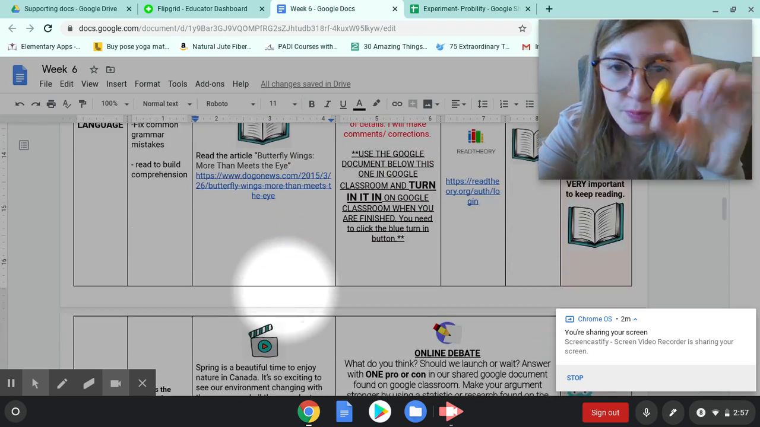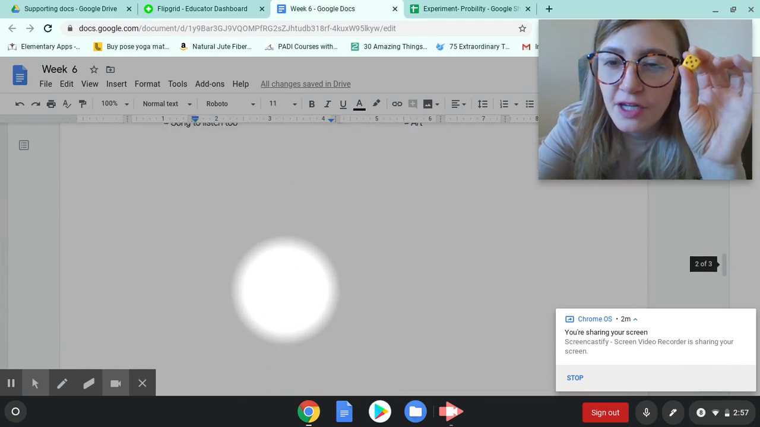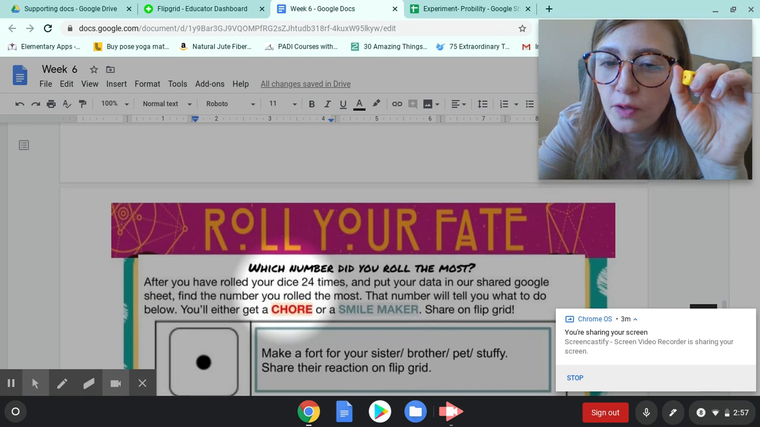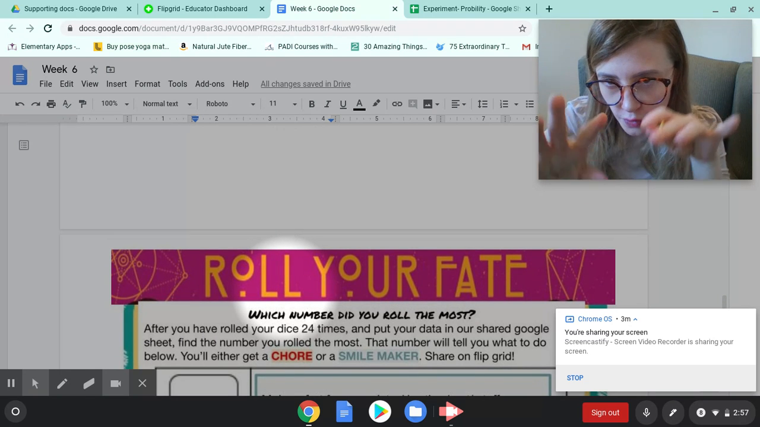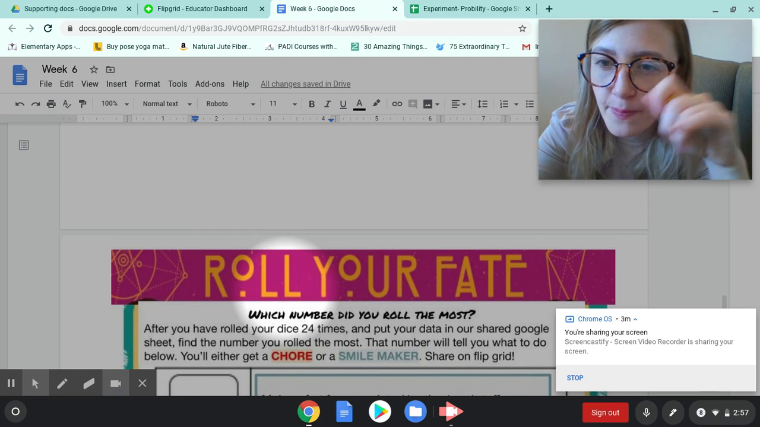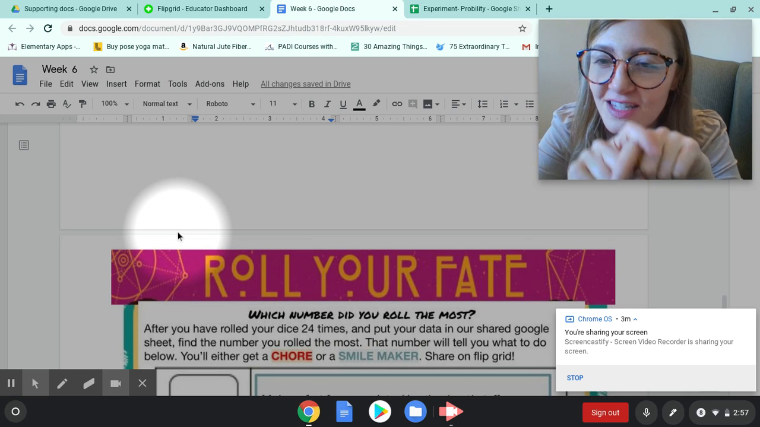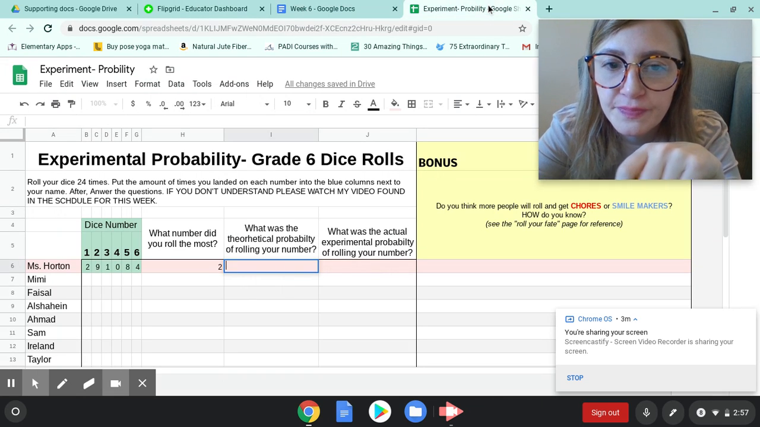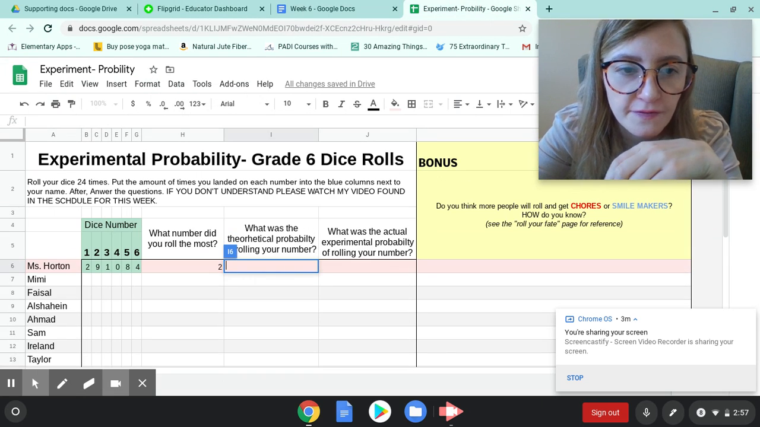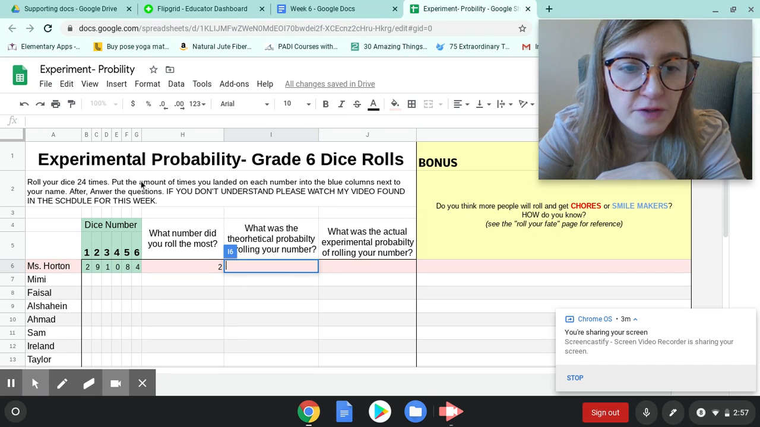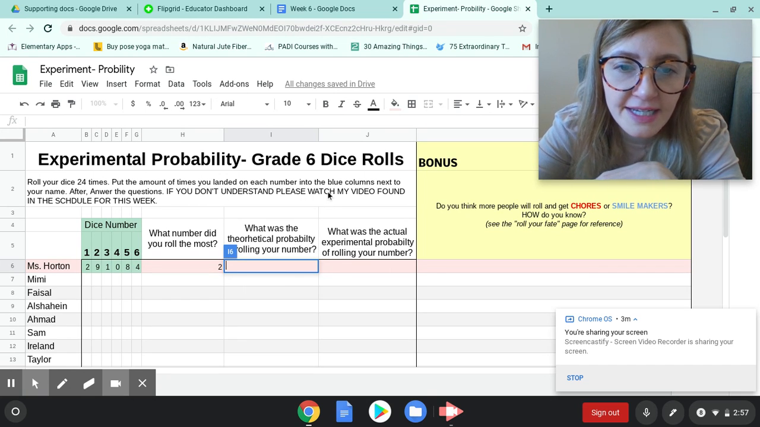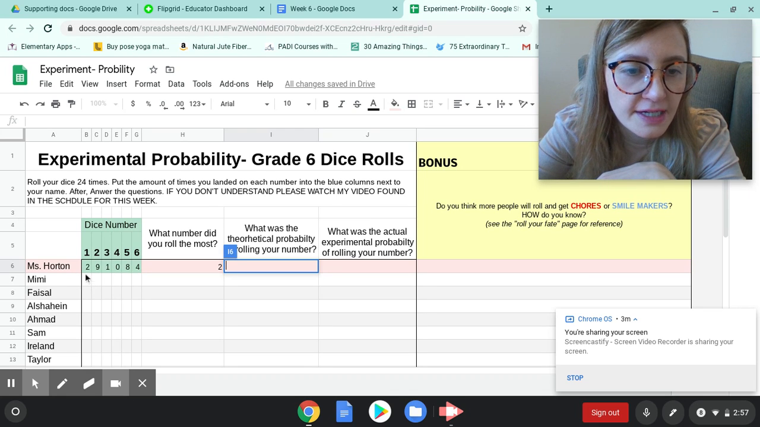So after you put all those numbers in that sheet, you're going to find which one you rolled the most. And it's going to show you a secret activity you have to do on Flipgrid. But I'm not even going to talk about that. That's a surprise. You can see it after. We're going to talk about this part first. So roll your dice 24 times. Put the amounts of times you landed on each number in the blue columns or green columns next to your name. So here I am, Miss Horton.